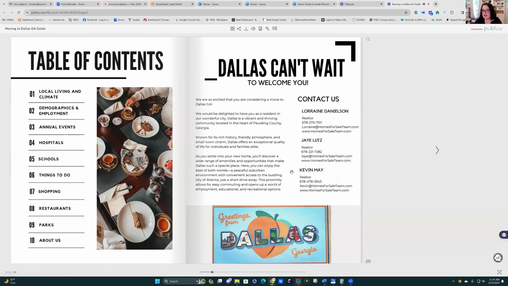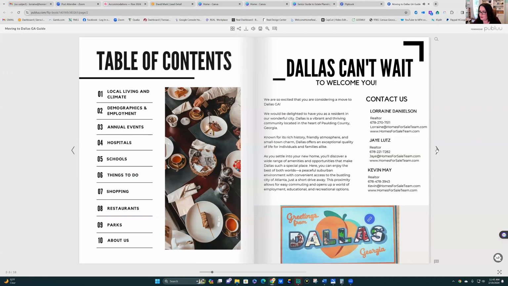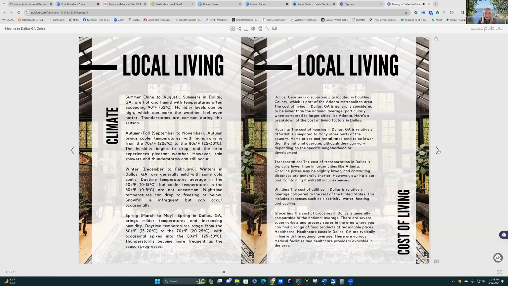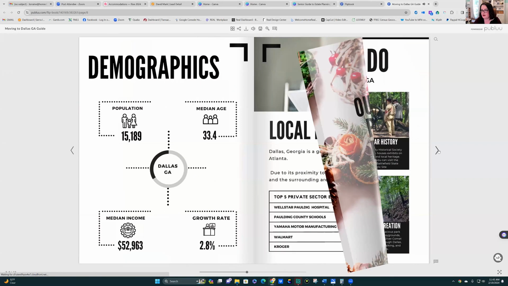If you wanted them on your Instagram, wherever you want them to be able to stay and play within the content you created, there's a lot of possibility with it. So this is what the flip book looks like, and it's super easy for them to flip through.